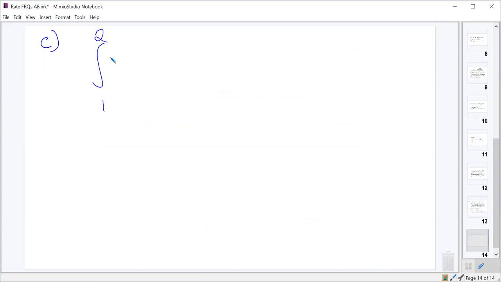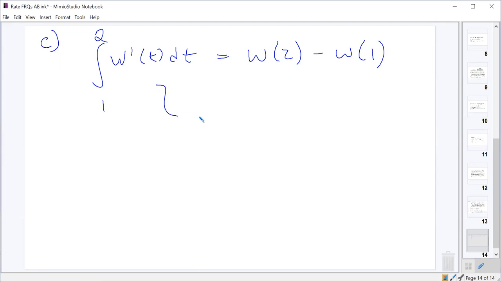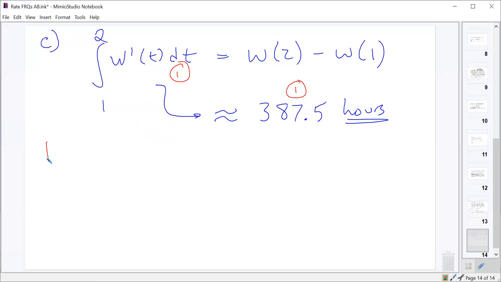Exactly. We'll just integrate W prime from 1 to 2, right? That should be the integral of W prime, which is W evaluated at 2 minus W evaluated at 1. So you've got a calculator. You'll just have your calculator evaluate that function out. And that comes out to be 387.5 hours, total wait time of all the people. And that was worth 2 points. 1 point for the integral and 1 point for the answer.